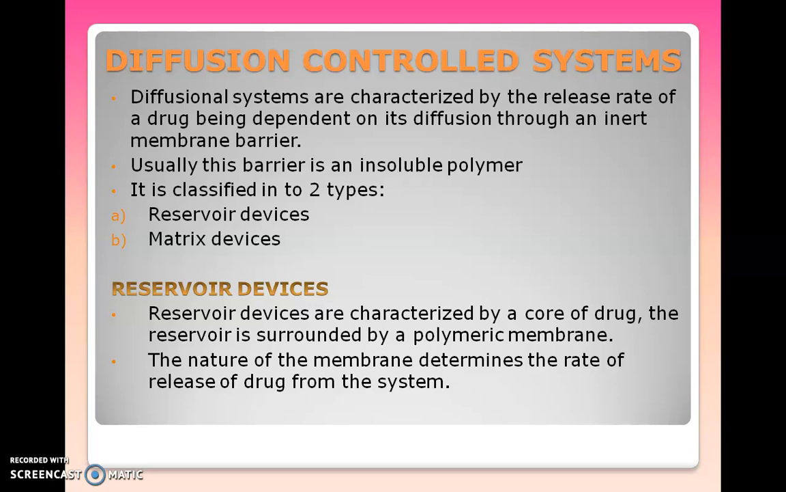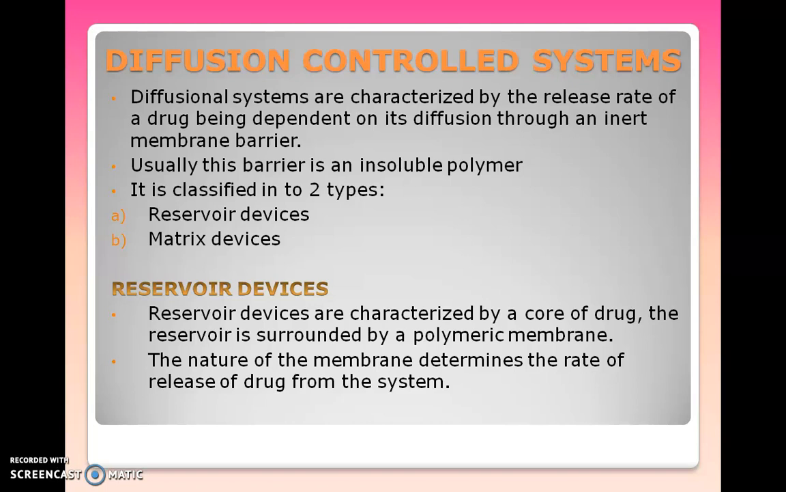Next it is diffusion control system. Diffusion systems are characterized by the release rate of drug being dependent on its diffusion through an inert membrane barrier. Usually this barrier is an insoluble polymer. Then this system is again classified into reservoir type devices and matrix type devices. In reservoir type devices, they are characterized by a core of drug. The reservoir is surrounded by a polymeric membrane. It is nothing but a coating of polymer.